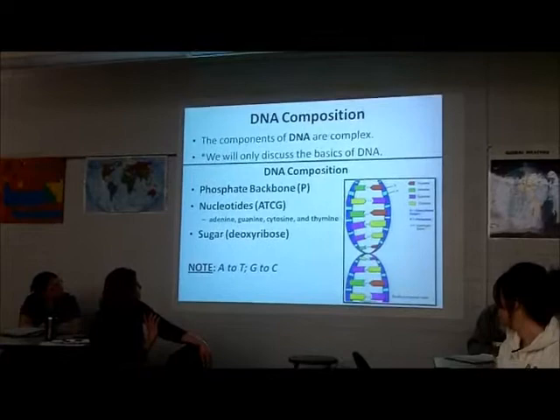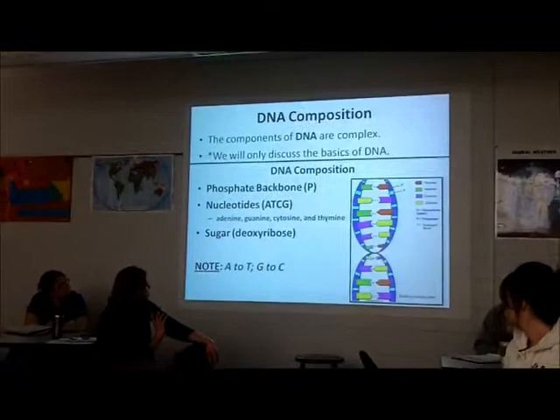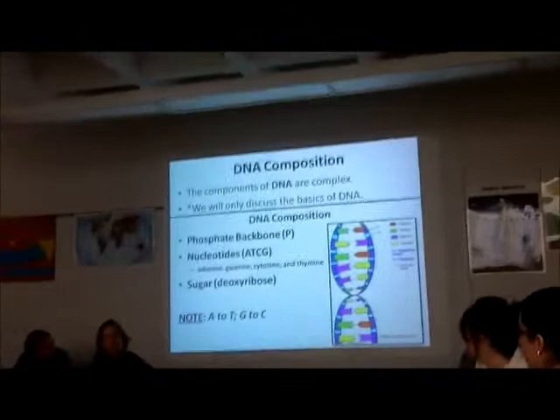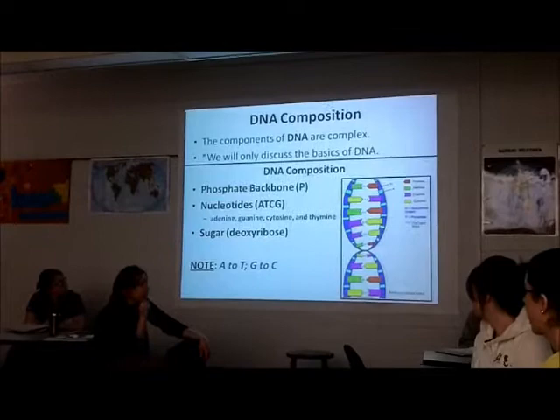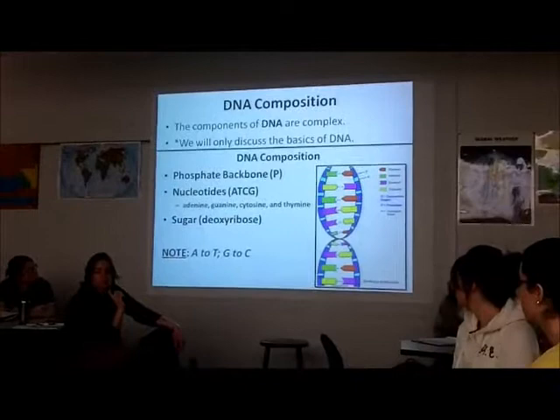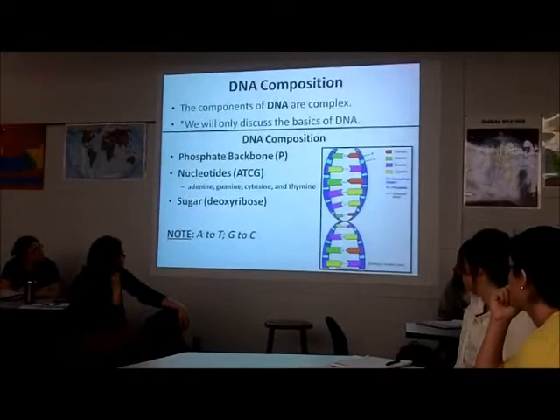And then ATCG are just simplifications of adenine, guanine, cytosine, and thymine. And sometimes you see a U in there. Can somebody tell me what the U is? Anybody? Jen? Uracil, yes. And the thing about uracil is it can only be seen in RNA. So you're not going to see uracil in DNA. And then the sugar is on the phosphate backbone. It's deoxyribose. And that's where the DNA gets its name, deoxyribonucleic acid, because it's a combination of all three.